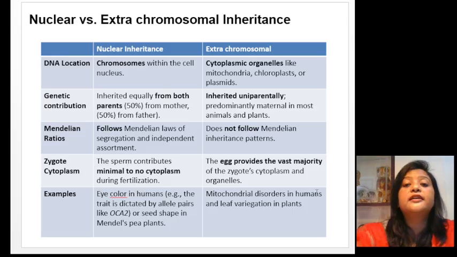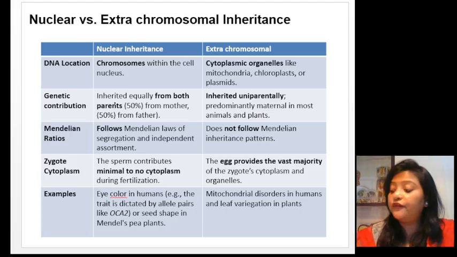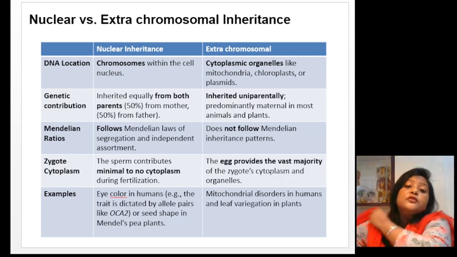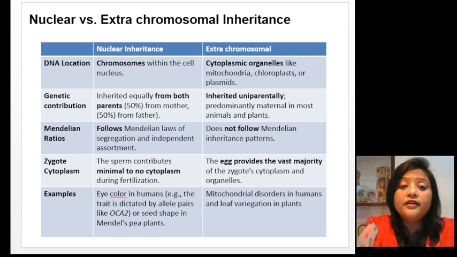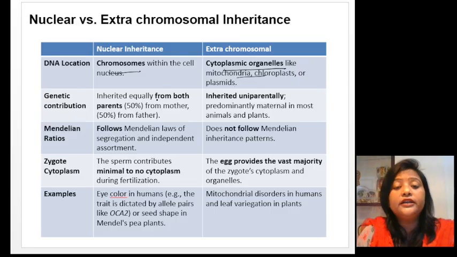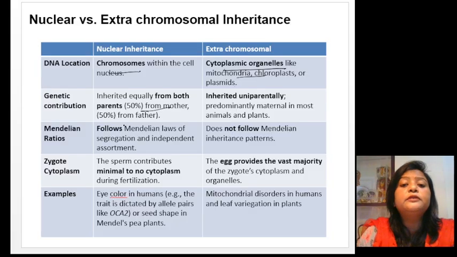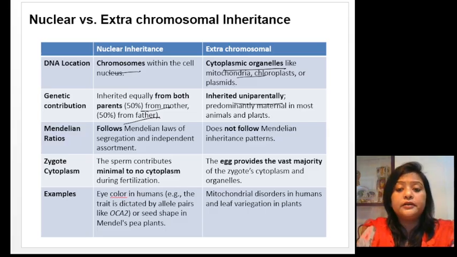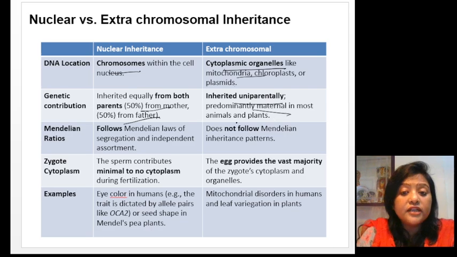Next, nuclear versus extrachromosomal inheritance. This is also just for your knowledge. If the DNA is coming from the chromosome, it's nuclear inheritance. If the DNA is coming from the organelles in the cytoplasm, it's cytoplasmic or extrachromosomal inheritance. So the location is chromosomes versus organelles. What is the genetic contribution? In sexual reproduction, 23 chromosomes come from both parents, so 50% from mother and 50% from father. But in extrachromosomal inheritance, it's uniparental, either paternal or maternal, and here maternal occurs mostly.